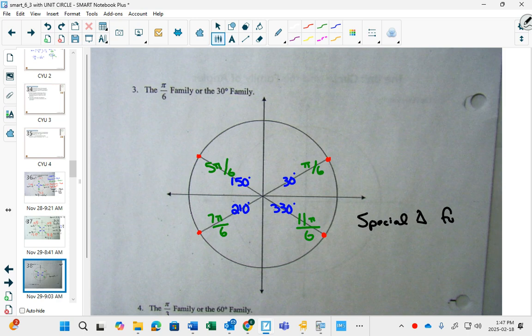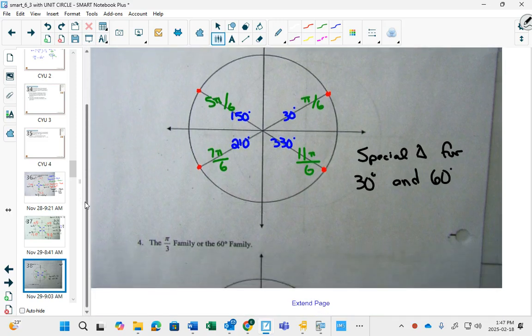Special triangle for 30 degrees. And what's cool is the special triangle for 30 degrees is also going to be the special triangle for 60 degrees. Because if I draw a right angle triangle and I label one of the angles at 30 degrees, if it has to add up to 180, the other angle has to be 60 degrees. Okay?